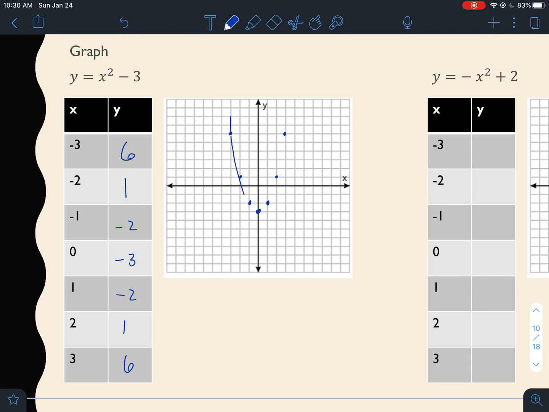And so what happened to this parabola? Well, it's still that happy parabola, but notice this time the vertex moved down 3, so my vertex is now at the point 0, negative 3 instead of 0, 0. So that x squared minus 3, that minus 3 moves the entire parabola down 3.